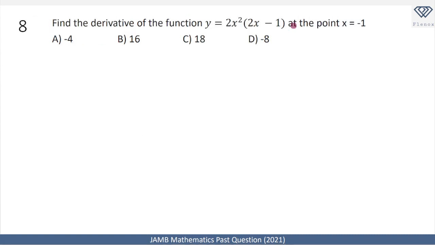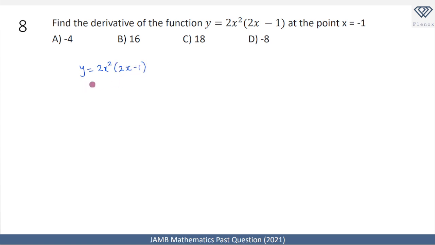Moving on to the 8th question for the JAMB Past Question 2021, we're told to find the derivative of the function at this point. So we know derivative is something like differentiation. So now there are two ways you can attempt it. You can attempt this by using the product rule, but I find that to be quite long, particularly when you can follow a simpler approach.